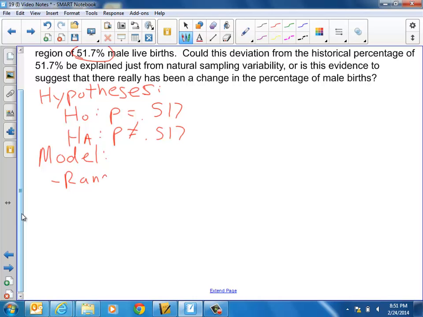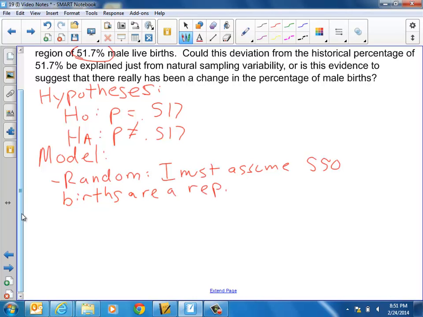Randomization. I must assume the 550 births are a representative sample.